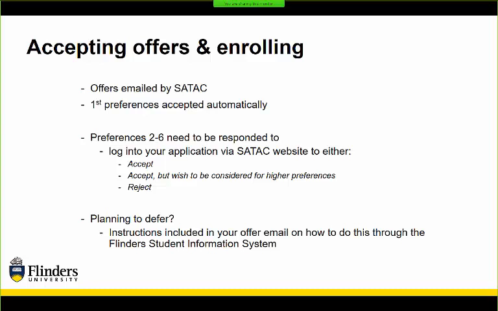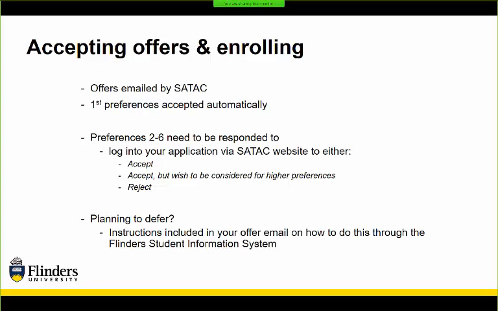Now, accepting offers and enrolling. Once you have been made an offer, if you have listed your first preference and been made an offer into it, SATAC will assume that that's the one you want, because as we've mentioned, we always recommend you list what you want most as your number one preference. So if you've listed it as your first preference, you can go easy knowing that you've accepted that offer.